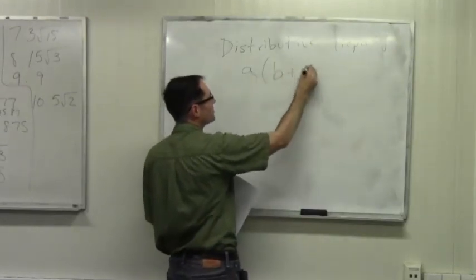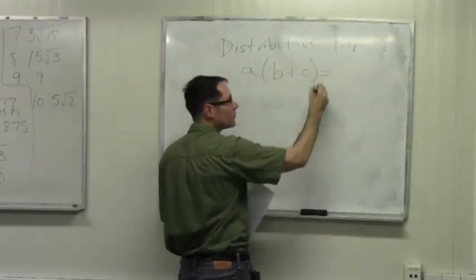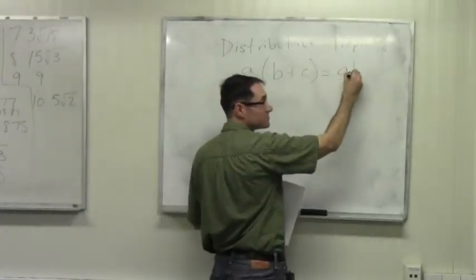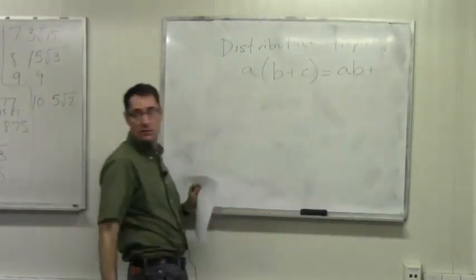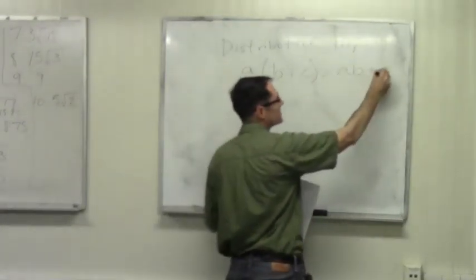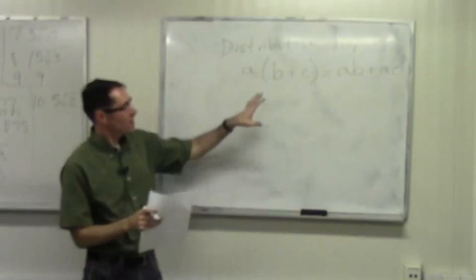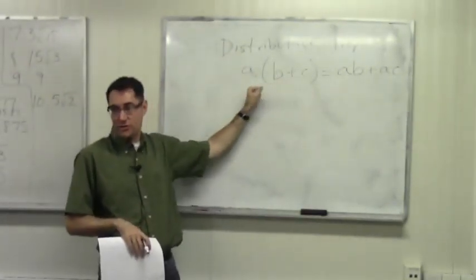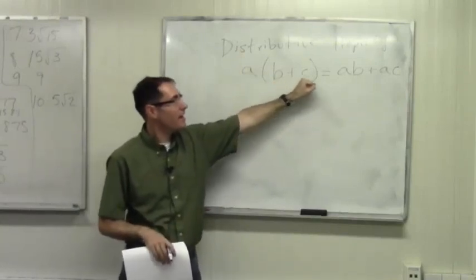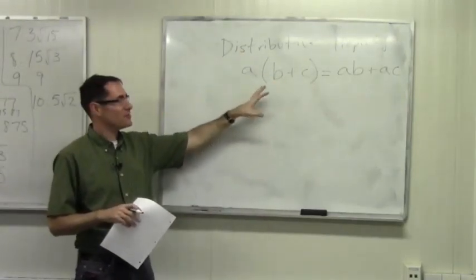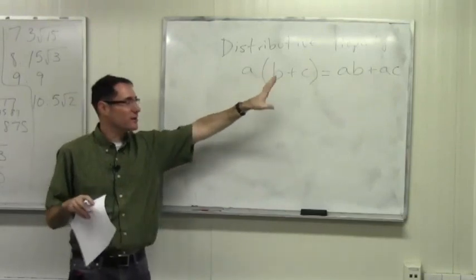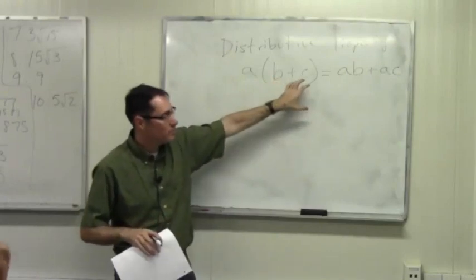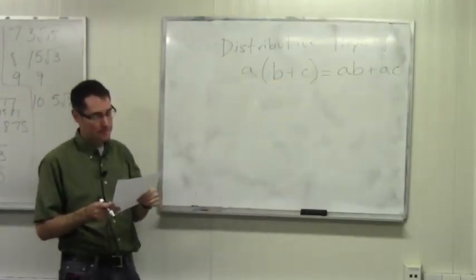A times B plus C equals, anybody remember what this one is? A times B plus A times C. In other words, the A distributes across the B and the C. It's distributed to both B and C. Some people mess this up and they try to do like AB plus BC or something like that. It's whatever on the outside, whatever being multiplied gets multiplied to both parts of the inside.